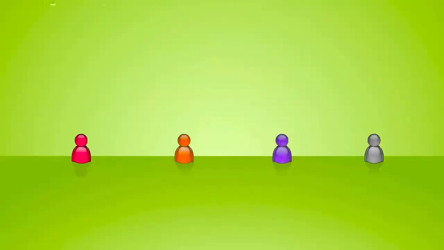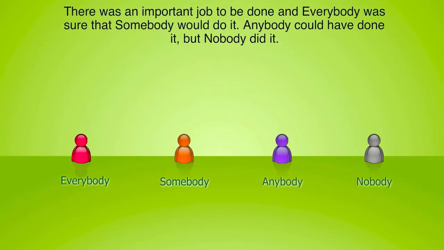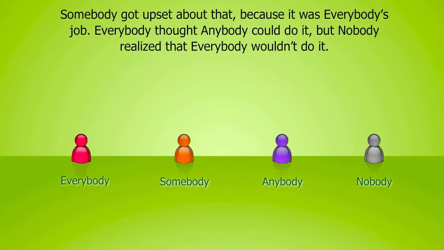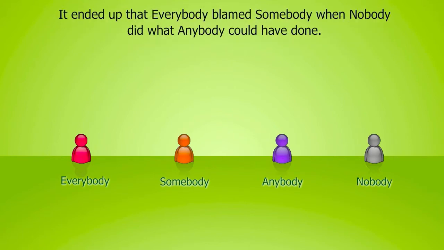Let's begin the story about four people named everybody, somebody, anybody, and nobody. There was an important job to be done, and everybody was sure that somebody would do it. Anybody could have done it, but nobody did it. Somebody got upset about that because it was everybody's job. Everybody thought anybody could do it, but nobody realized that everybody wouldn't do it. It ended up that everybody blamed somebody when nobody did what anybody could have done.